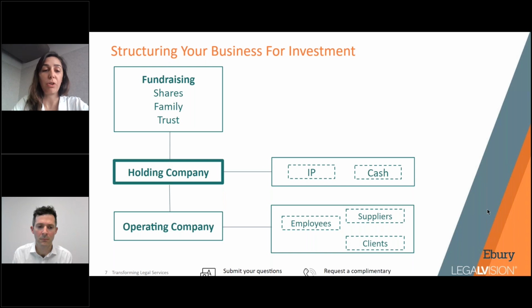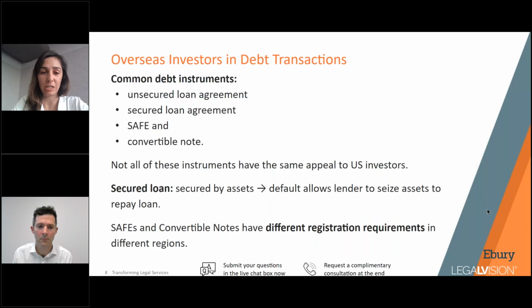Next, I'll be talking about the role of overseas investors in debt transactions. In Australia, common forms of debt transactions include unsecured loans involving unsecured loan agreements, secured loans, SAFEs, or convertible notes. It's important to note that not all of these instruments or arrangements will have the same appeal to overseas investors. That's part of the discussion that you need to be having with your overseas investor, talking about the form that their investment will take.